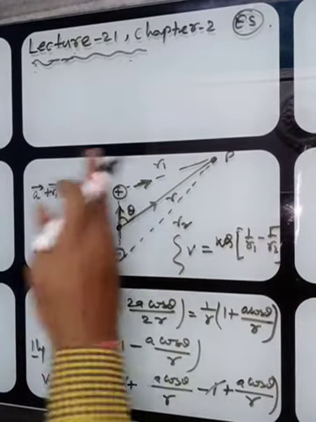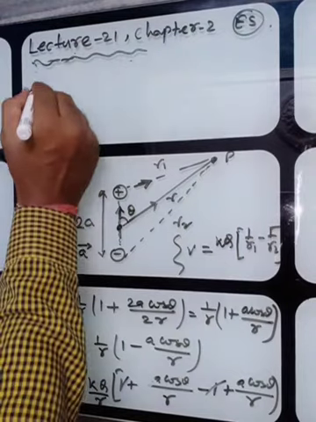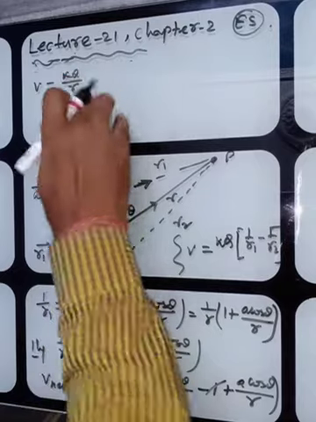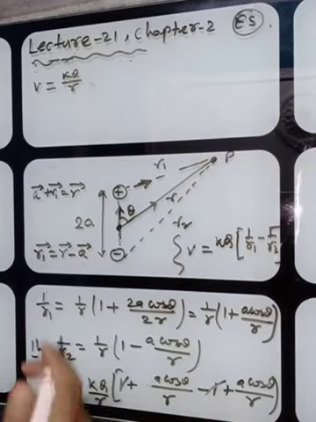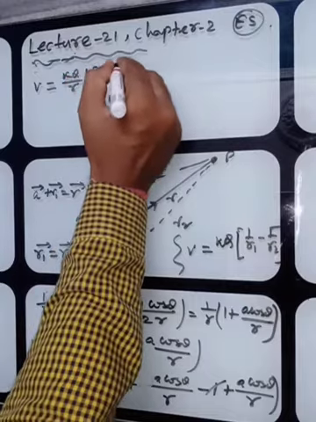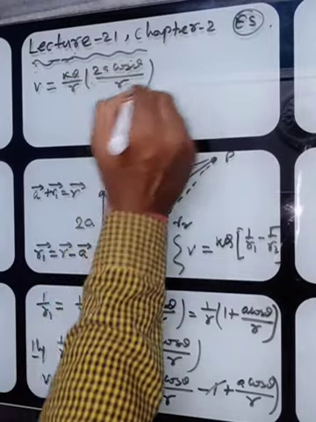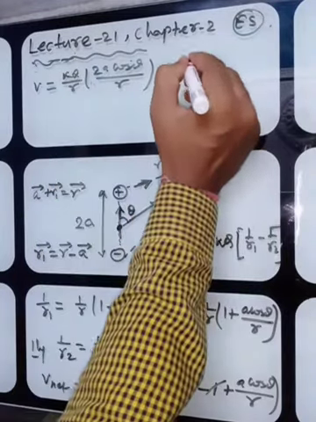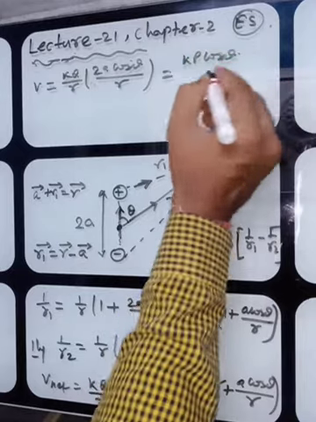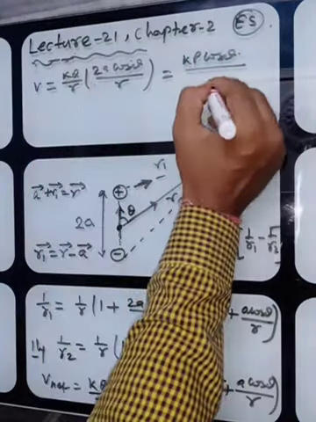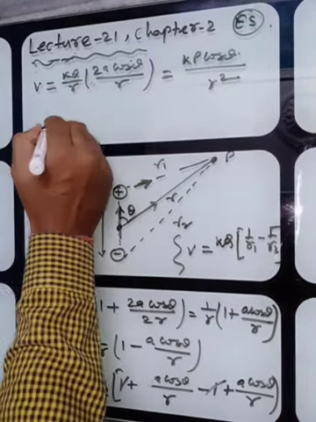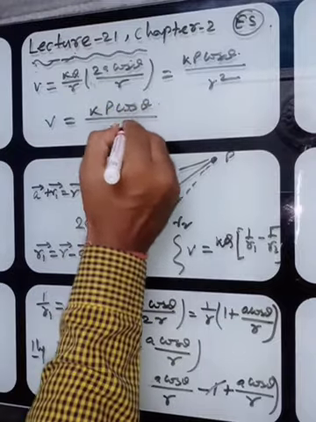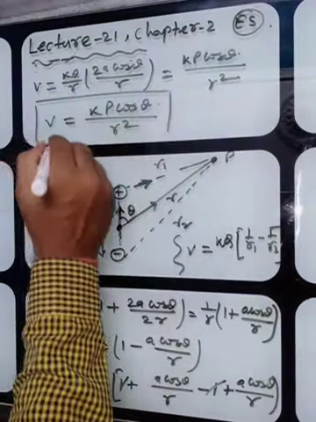Here, even I can redraw this diagram. The net V is kq by r times twice a cos theta by r, or this q times 2a I can write as p, so it is kp cos theta over r square. Okay, so the V can be written as kp cos theta by r square.